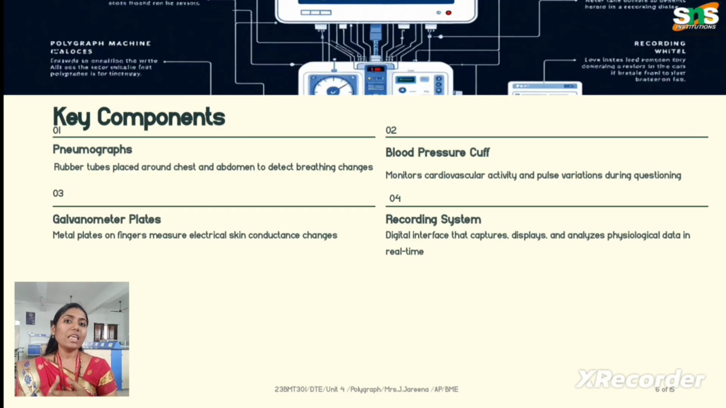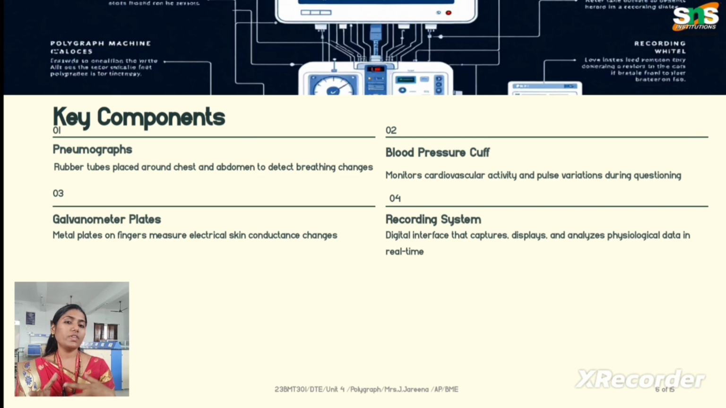So let's see the key components involved in the design of this polygraph device. As we already know, we are going to record multiple parameters. Based on the parameters we will have to measure, we have a different set of key components. First one is the pneumograph, second one is the blood pressure cuff, third one is the galvanometer plates, and the last one is the recording system.